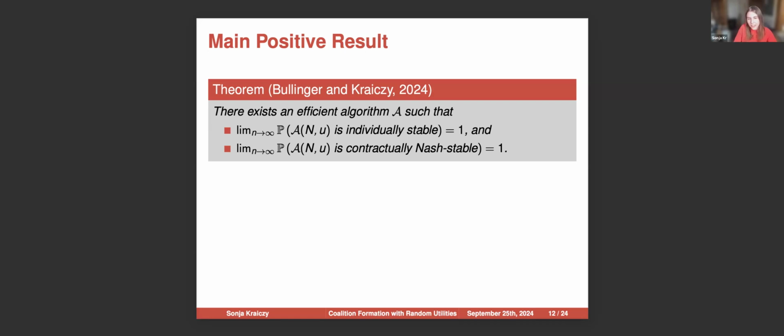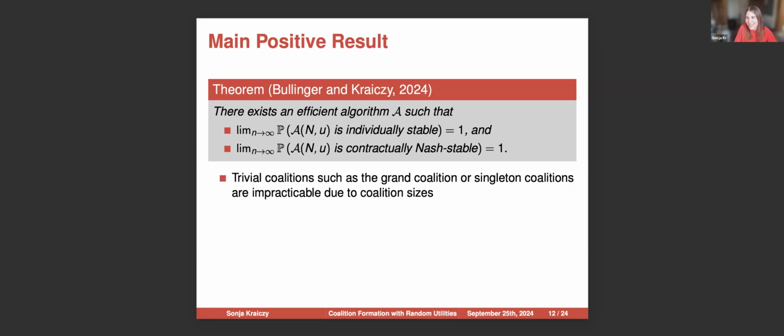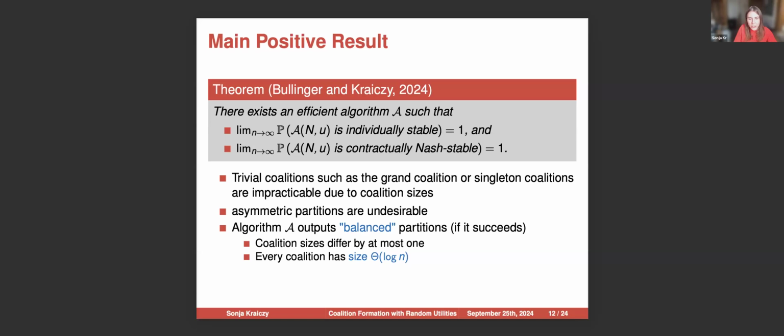Now, another thing that I think is desirable is that our algorithm does not just give any old partition. There are certain partitions that seem less desirable, like the grand coalition. If you have many, many agents, that seems unfeasible, or singletons seem not very desirable. Both seem impracticable due to their coalition sizes. And also we wouldn't really like asymmetric partitions. So what is nice is that it outputs balanced partitions, which means that the coalition sizes differ by at most 1. And actually the coalitions will have size beta log n. So not too large and not too small, I think a nice size.